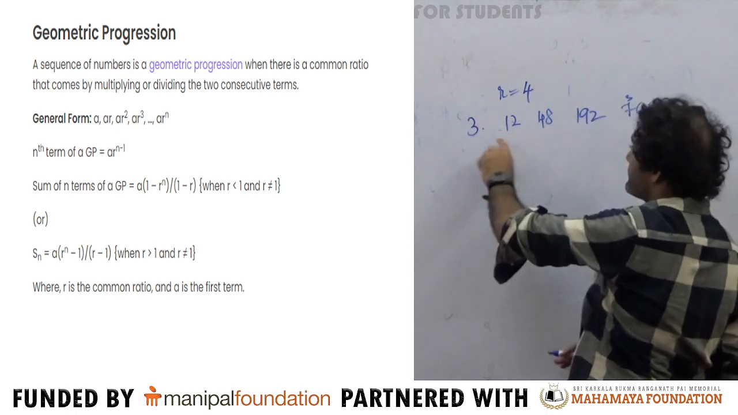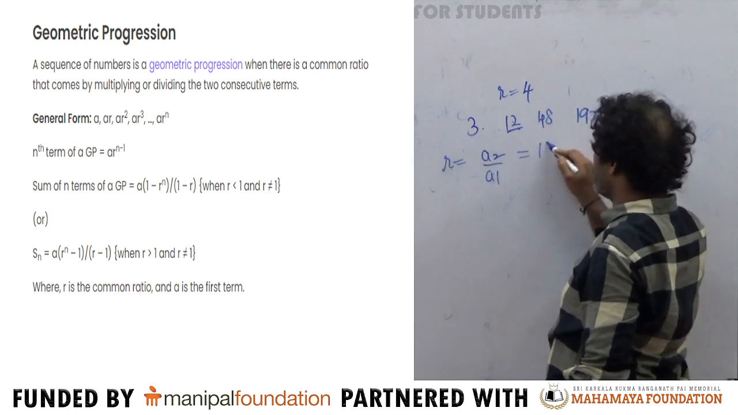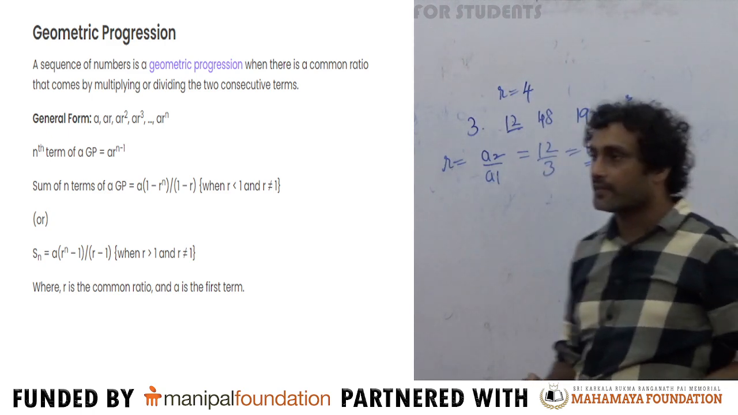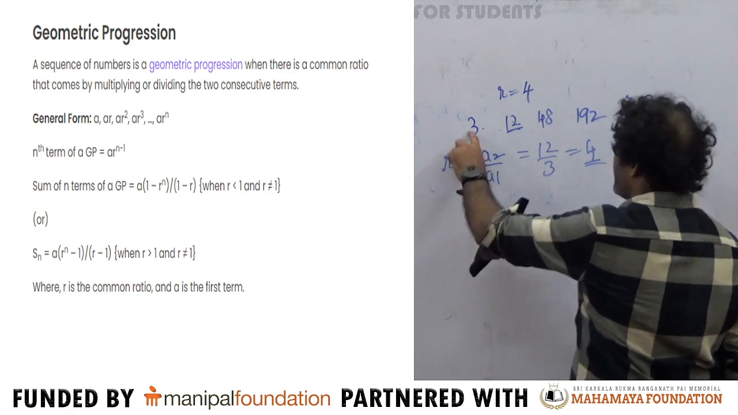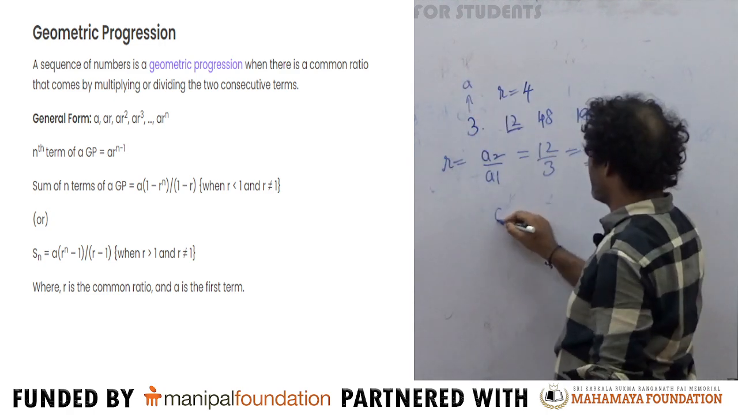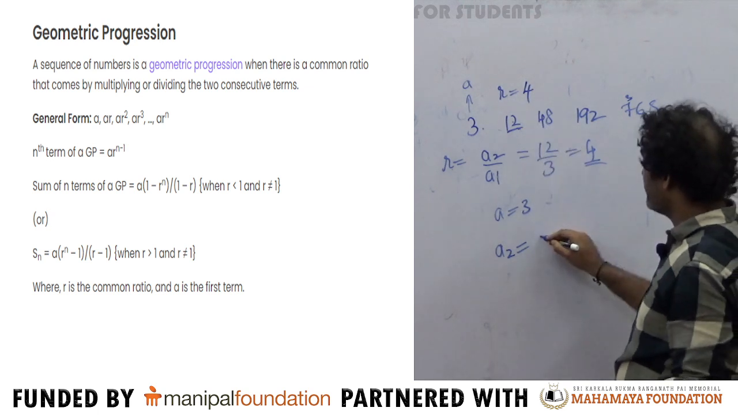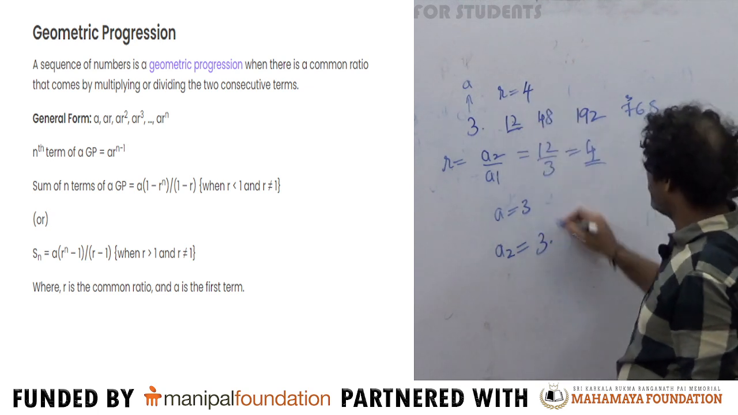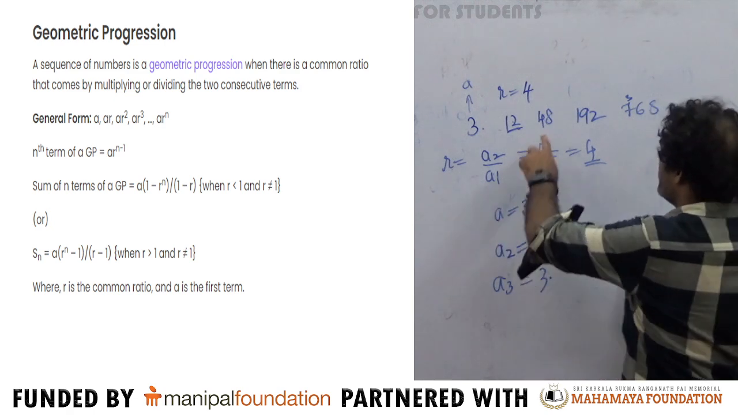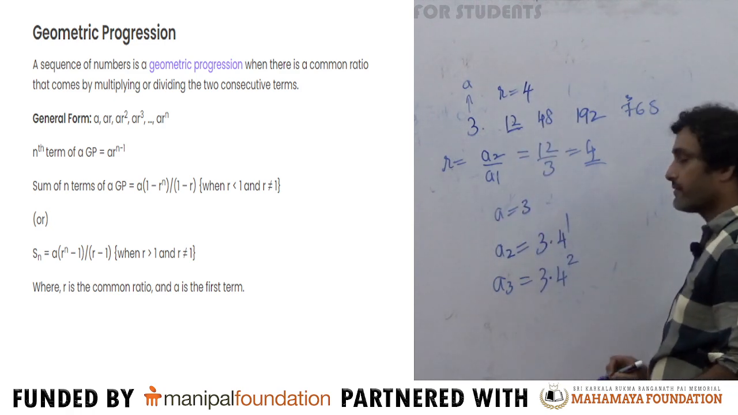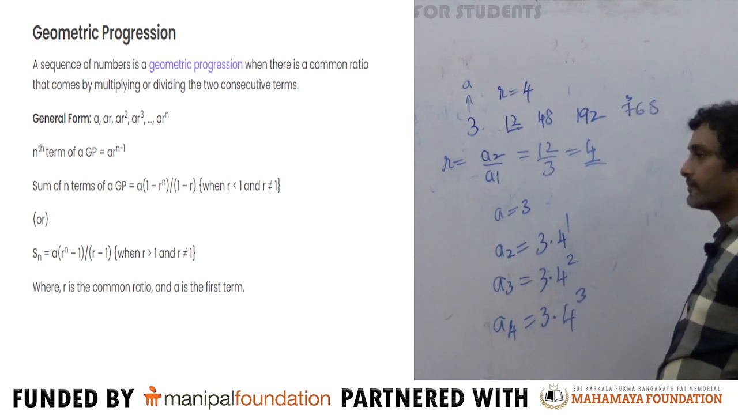But if you have a series, how to find R? Simply do A2 by A1, that will give you R. Check: 12 by 3 is 4. I'll not teach you the formula directly; we'll try deriving it. Always the first term is A. This is the second term, so I'll put A2. How did I get 12? Isn't it 3 into 4 to the power 1? A3: 3 into 4 squared gives 48. How do I get A4? 3 into 4 cubed.